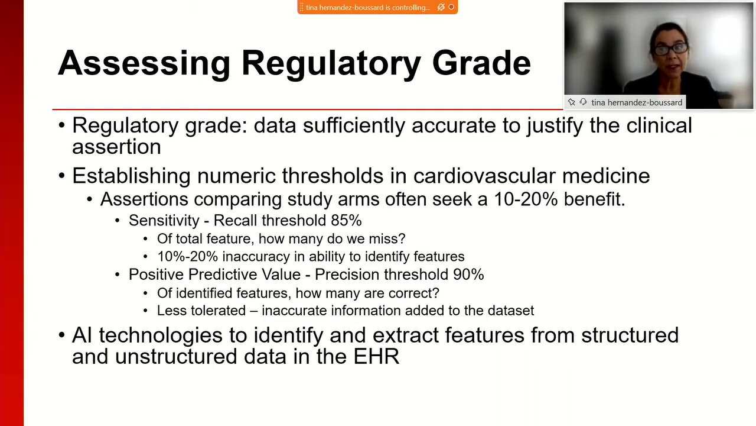Now, precision tells us if of the features we identified, how many are correct. And usually we're less tolerant with precision, therefore we set a higher threshold because this could lead to inaccurate information being added to the data set. So for example, if I say somebody's taking a medication and they aren't, I'm adding information to the data set that's false. So based on these thresholds, we developed AI technologies, mainly NLP and machine learning, to identify and extract features from structured and unstructured data in the EHRs.